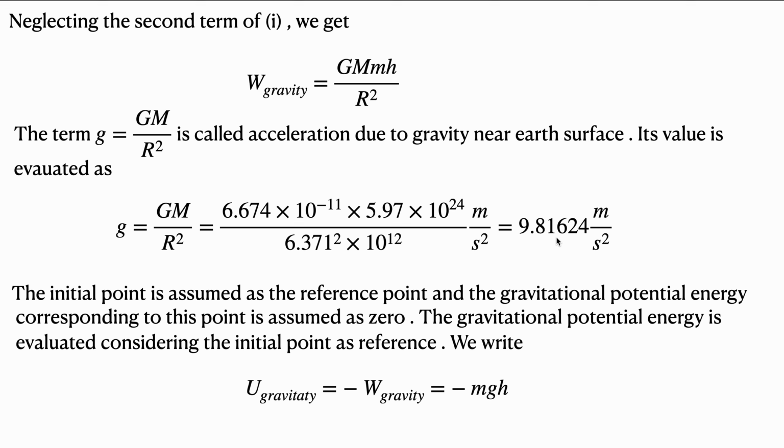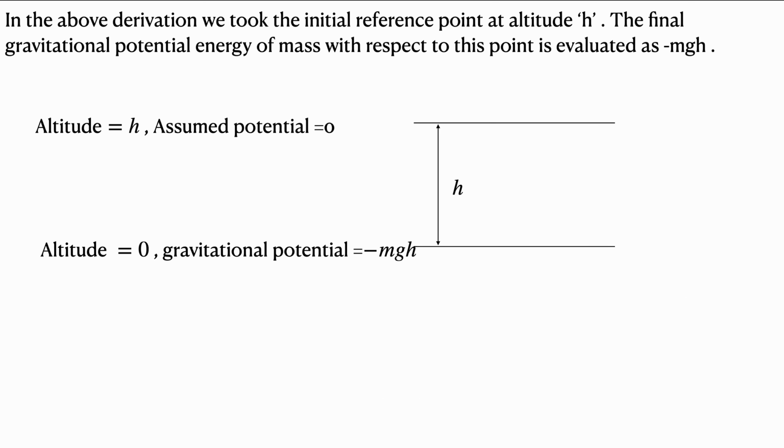The initial point is assumed as the reference point, and the gravitational potential energy corresponding to this point is assumed as 0. The gravitational potential energy is evaluated considering the initial point as reference, and we write the gravitational potential energy U gravity equals minus W gravity, which equals minus mgh. So we see that the work done is mgh and the gravitational potential energy is minus mgh, which can be described here.